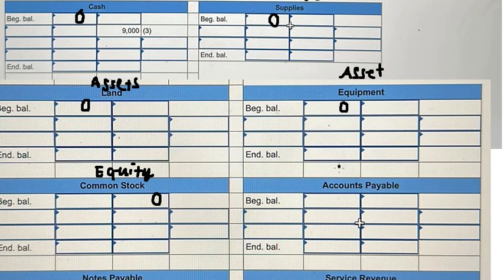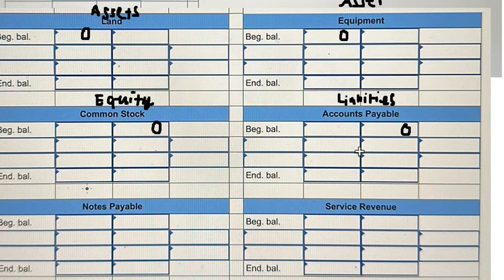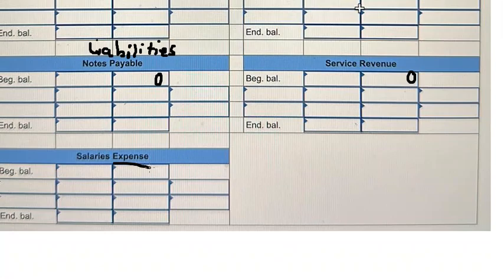Accounts payable, this is about liability. It should be in credit. Notes payable, similar to accounts payable, should be on credit. This is about service revenue, so that is on credit. Expense, that is on debit.